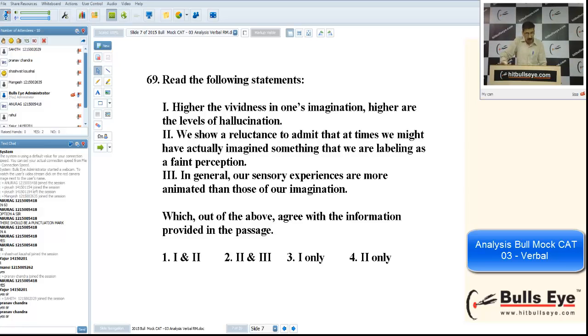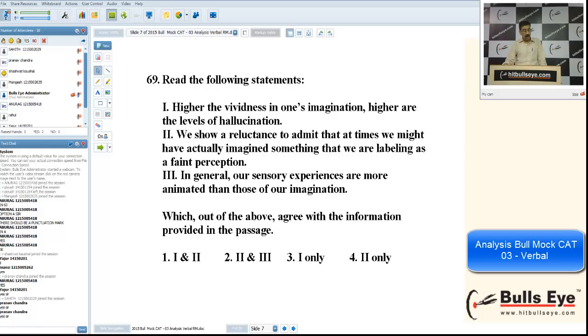Third statement, in a journal our sensory experiences are more animated. There is no mention of the word animated. Instead of animated, he has given the word vivid. So again, the third is also technically wrong.